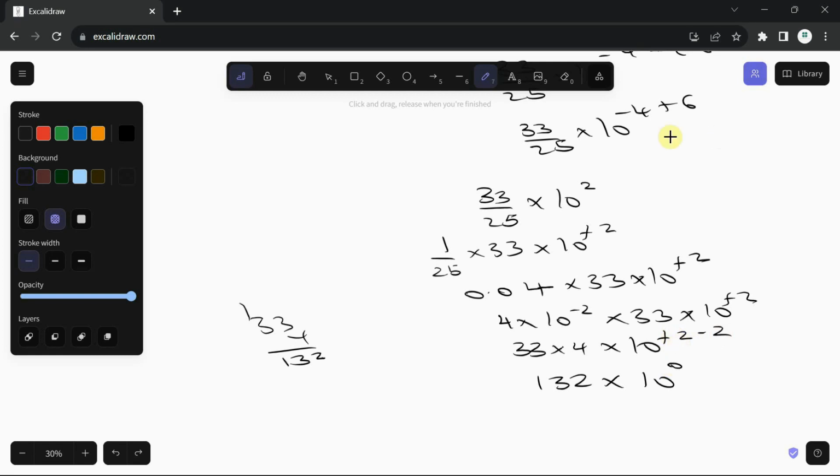Just in case. So we had minus 4 plus 6. We had 2. Right, I mistakenly wrote minus, so that is a mistake on my part. So anything raised to the power of 0 is 1, so we have 132. Let's convert this 132 to standard form. I'll just move the dots here, 1, 2, so that will be 1.32 times 10 raised to the power of 2. So that should be our answer.